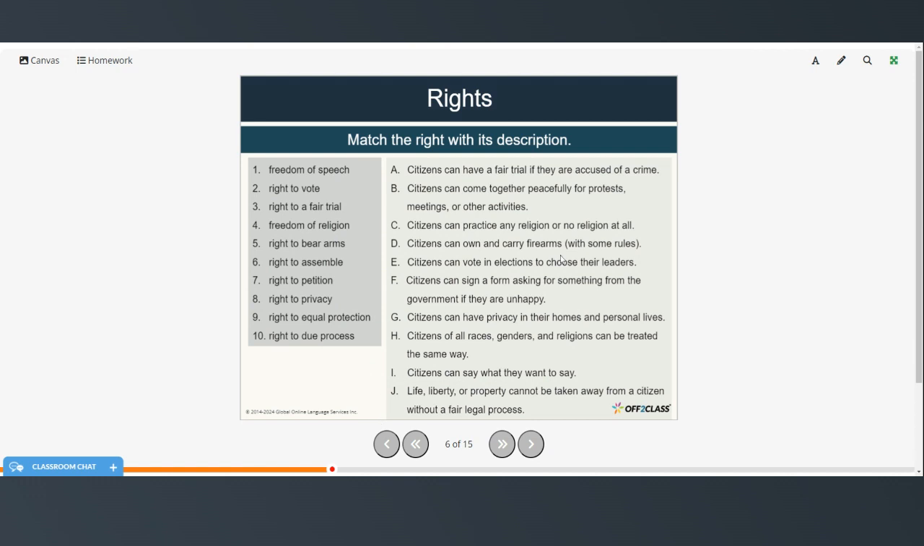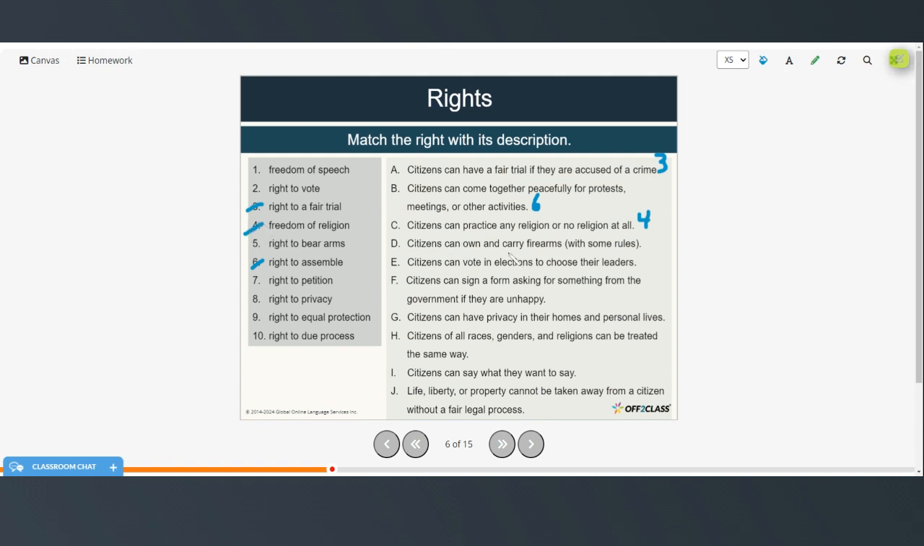All right, we have a few more rights to match with their descriptions. Okay, so citizens can have a fair trial if they are accused of a crime. Well, that's number 3, the right to a fair trial. Citizens can come together peacefully for protests, meetings, or other activities. That's number 6, the right to assemble. Citizens can practice any religion or no religion at all. That would be number 4, freedom of religion.